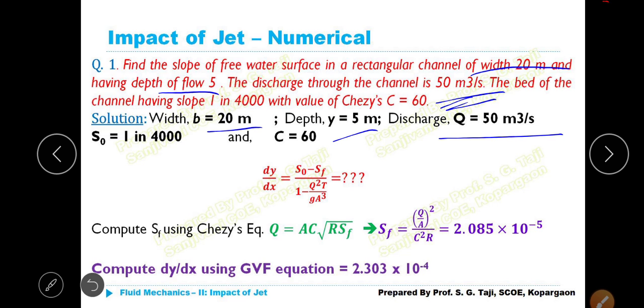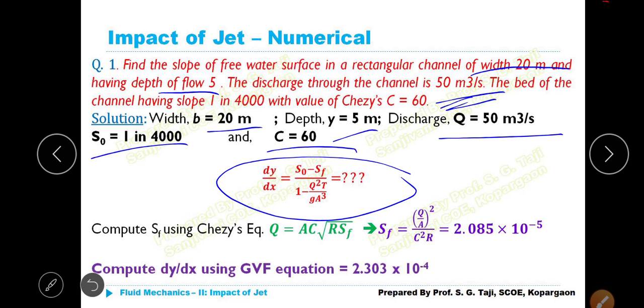Discharge Q is equal to 50 meter cube per second. S naught is equal to 1 in 4000. C is equal to 60. Immediately write down the formula dy by dx is equal to S naught minus SF divided by 1 minus Q squared T divided by G A cube is equal to what?